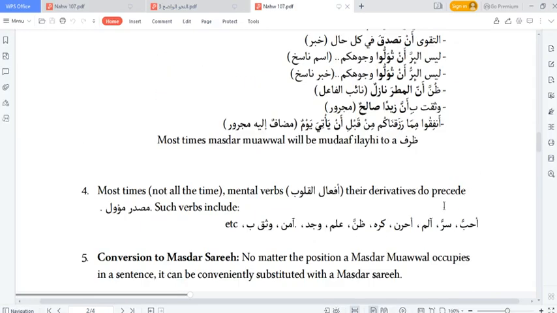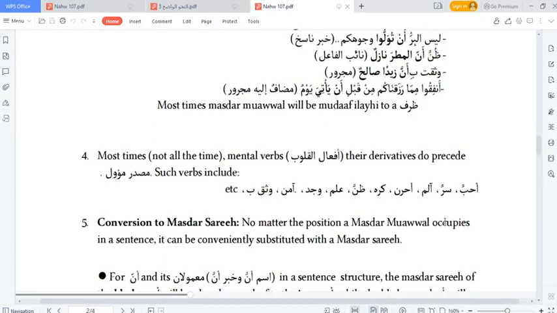A good example will be sarra, when we are saying yasuruni anna something, or yu'limuni anna Zaidan kaslanu, it hurts me that Zaid is a lazy person. You can see. So all of them, whenever they come, masdar muawwal comes after.